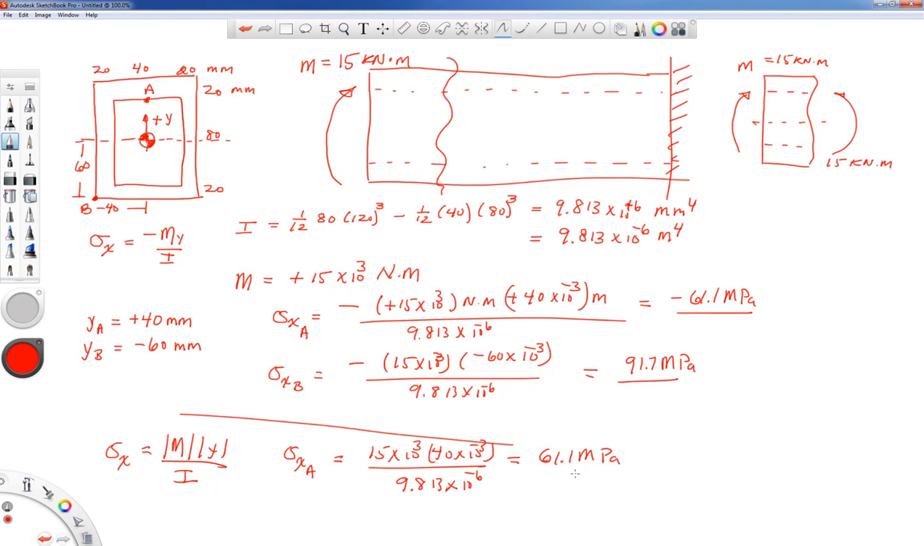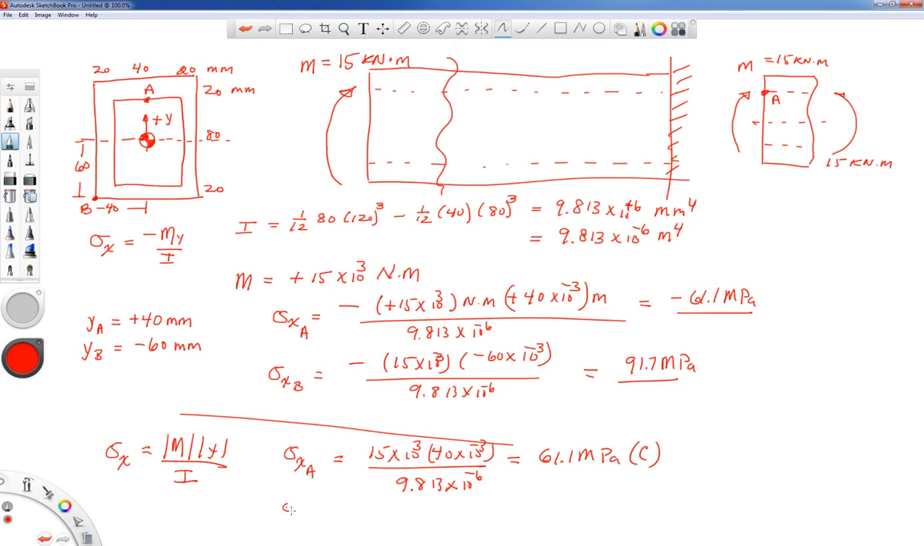Now we look at this volume that is a magnitude of 61.1. Now we have to look at where point A is located. Point A is located up here where it's obviously in compression. So we can indicate that as compression with a C in parentheses out behind it, or we can go back and put a negative sign in front. You don't want to do both because that's like a double negative. But either way, with a negative sign or with a compression indicated out behind it.